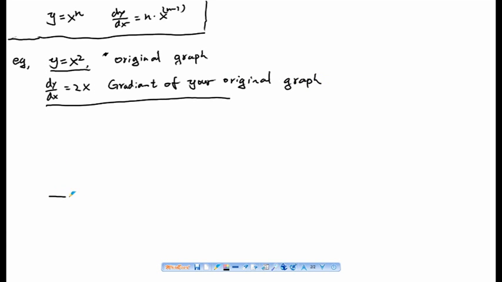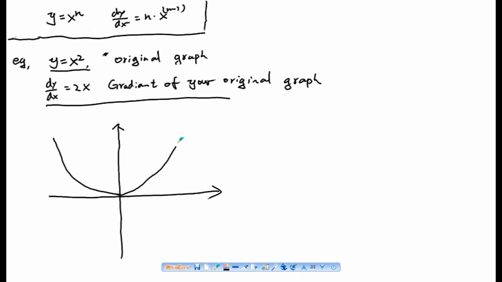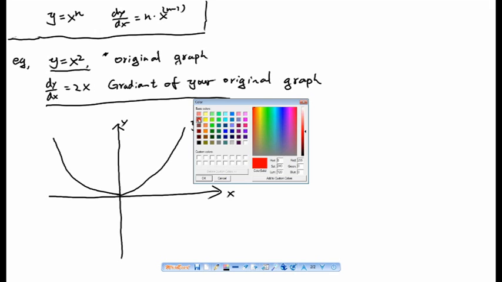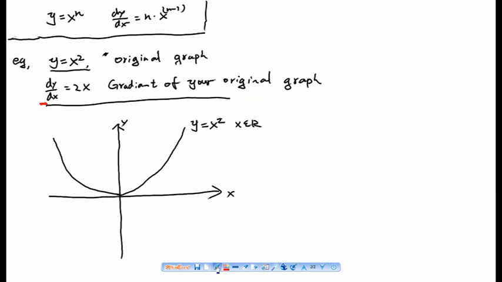If I draw them on the axis, I will have something like that: y equals x squared, x belongs to R, and the gradient graph, if I draw it, will be something like that: dy dx equals 2x, and x belongs to R.